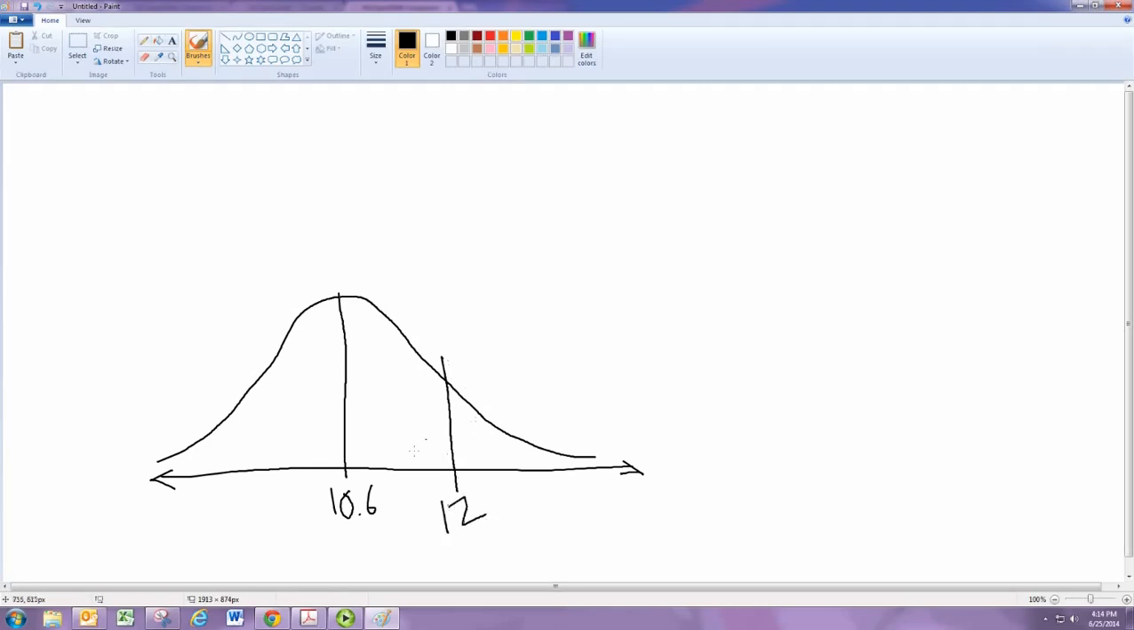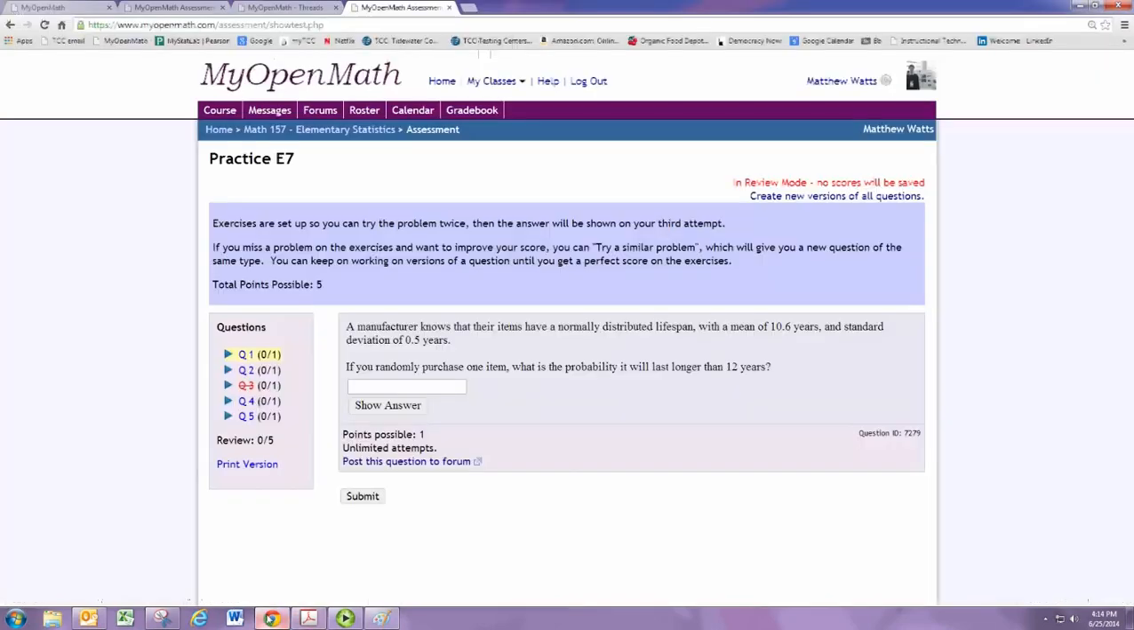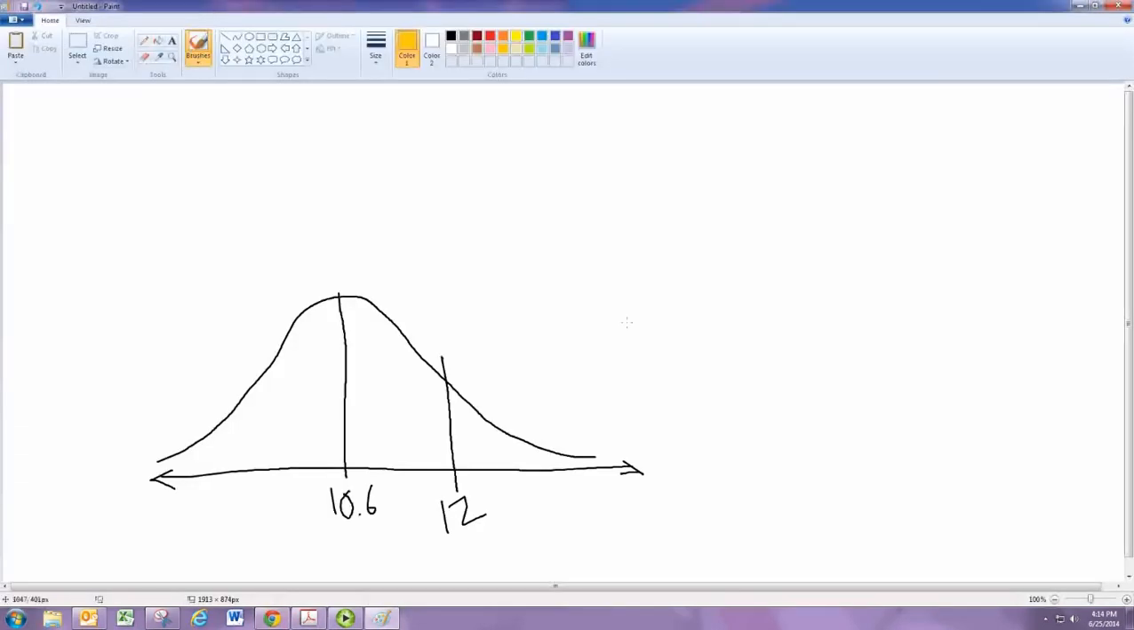Now anytime you draw a line, you divide this into halves, and you need to know which side to shade. We want to shade the right side, since it says in the problem, longer than 12 years. The area is the probability, this orange shaded area represents the answer that we're after. So that would be the probability.